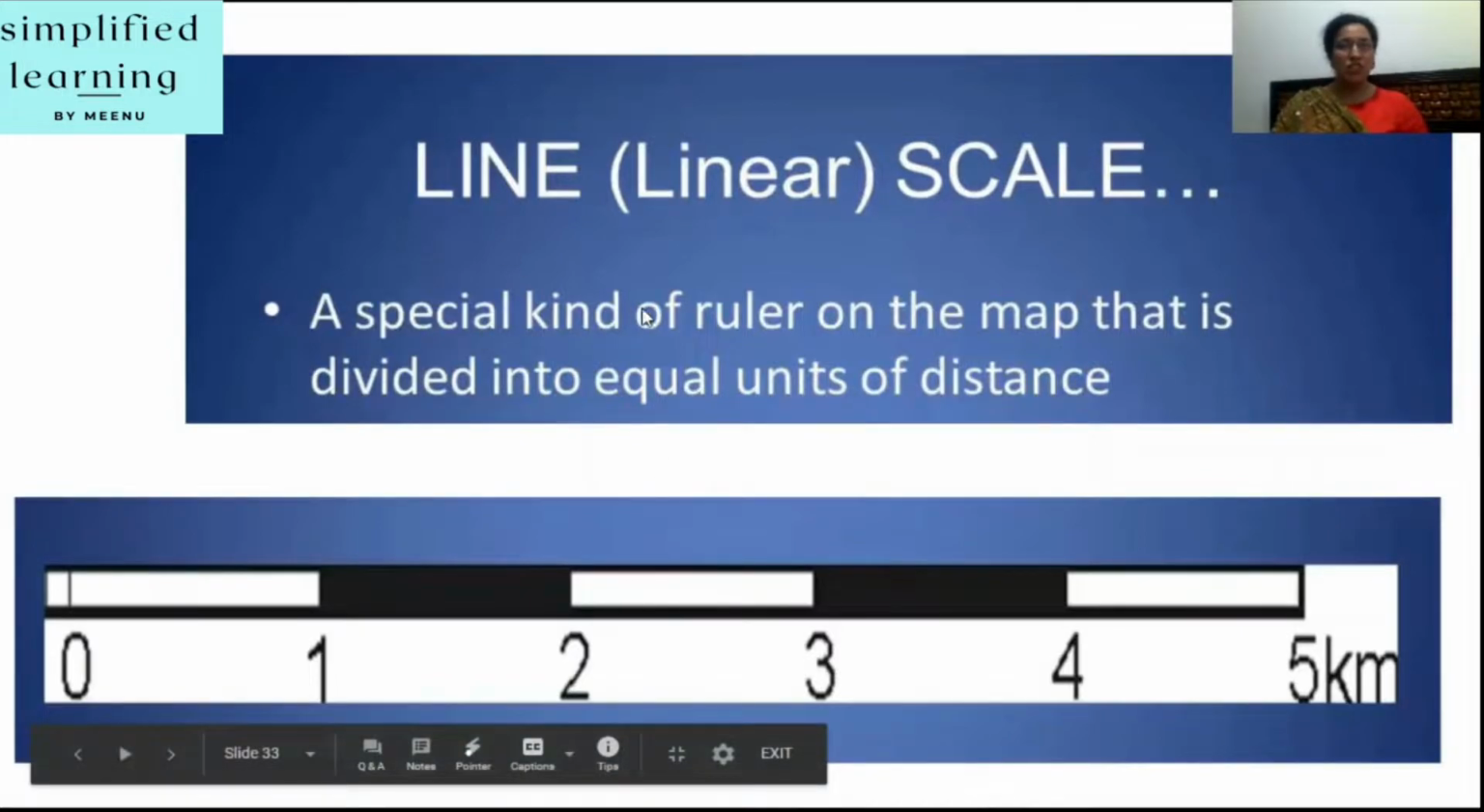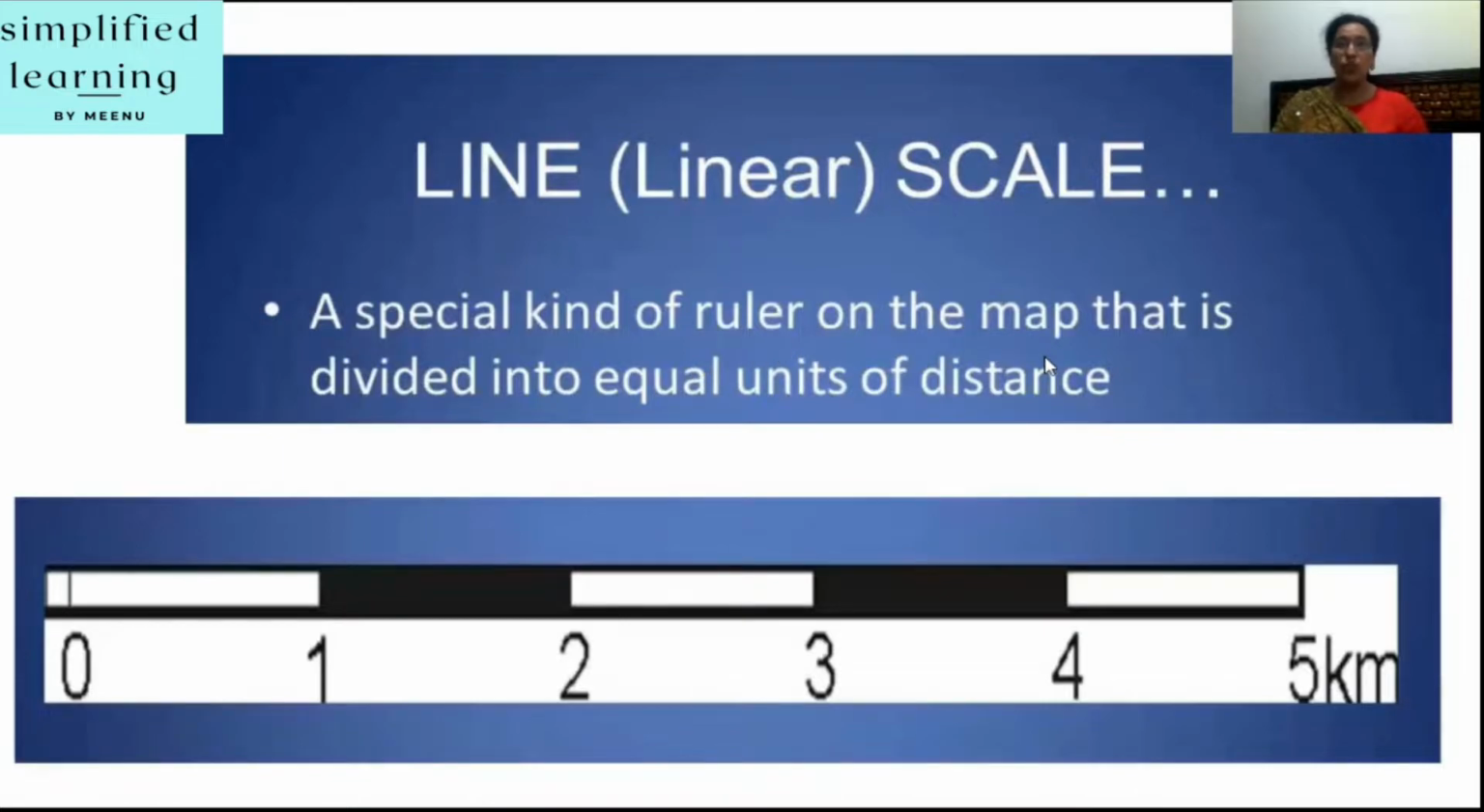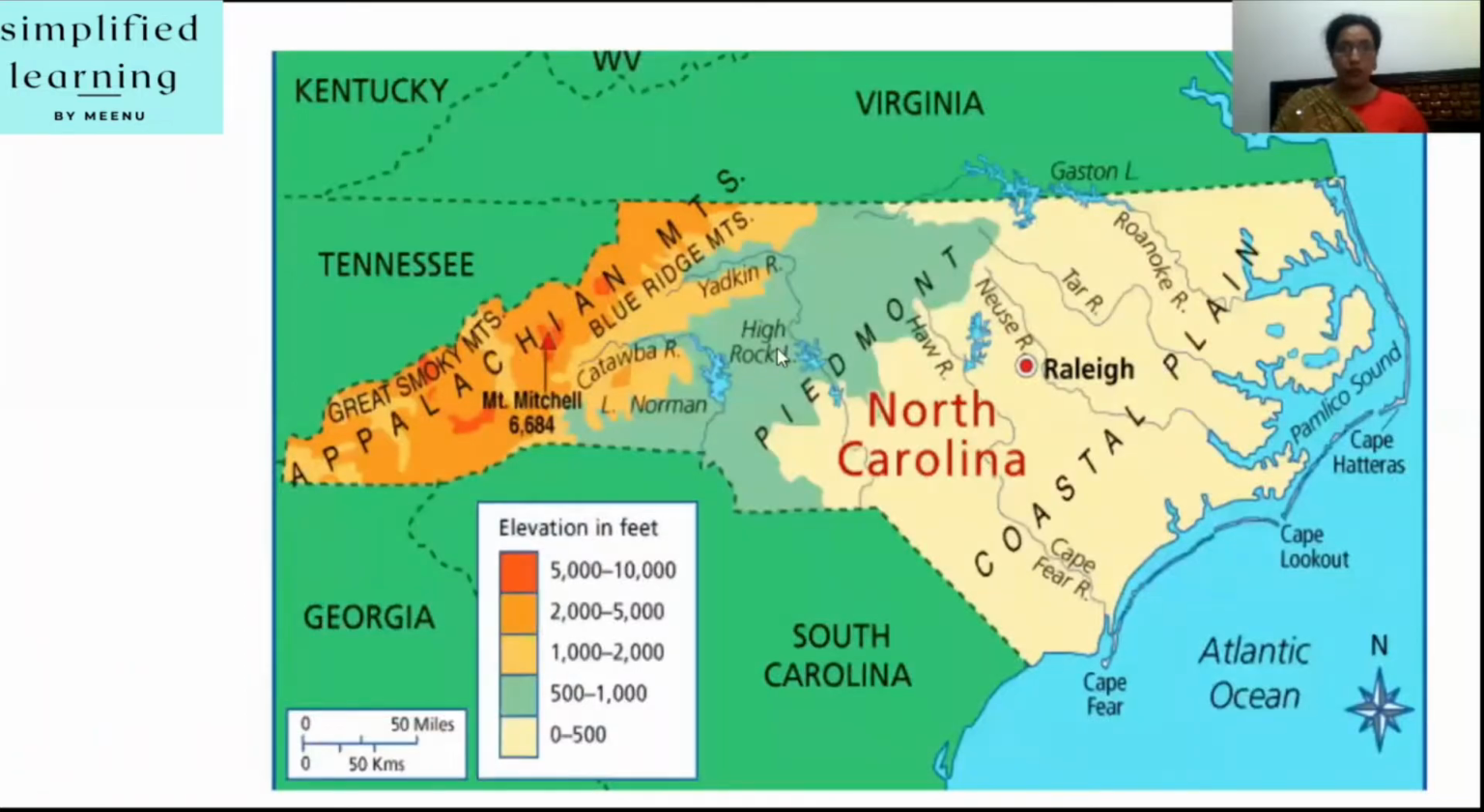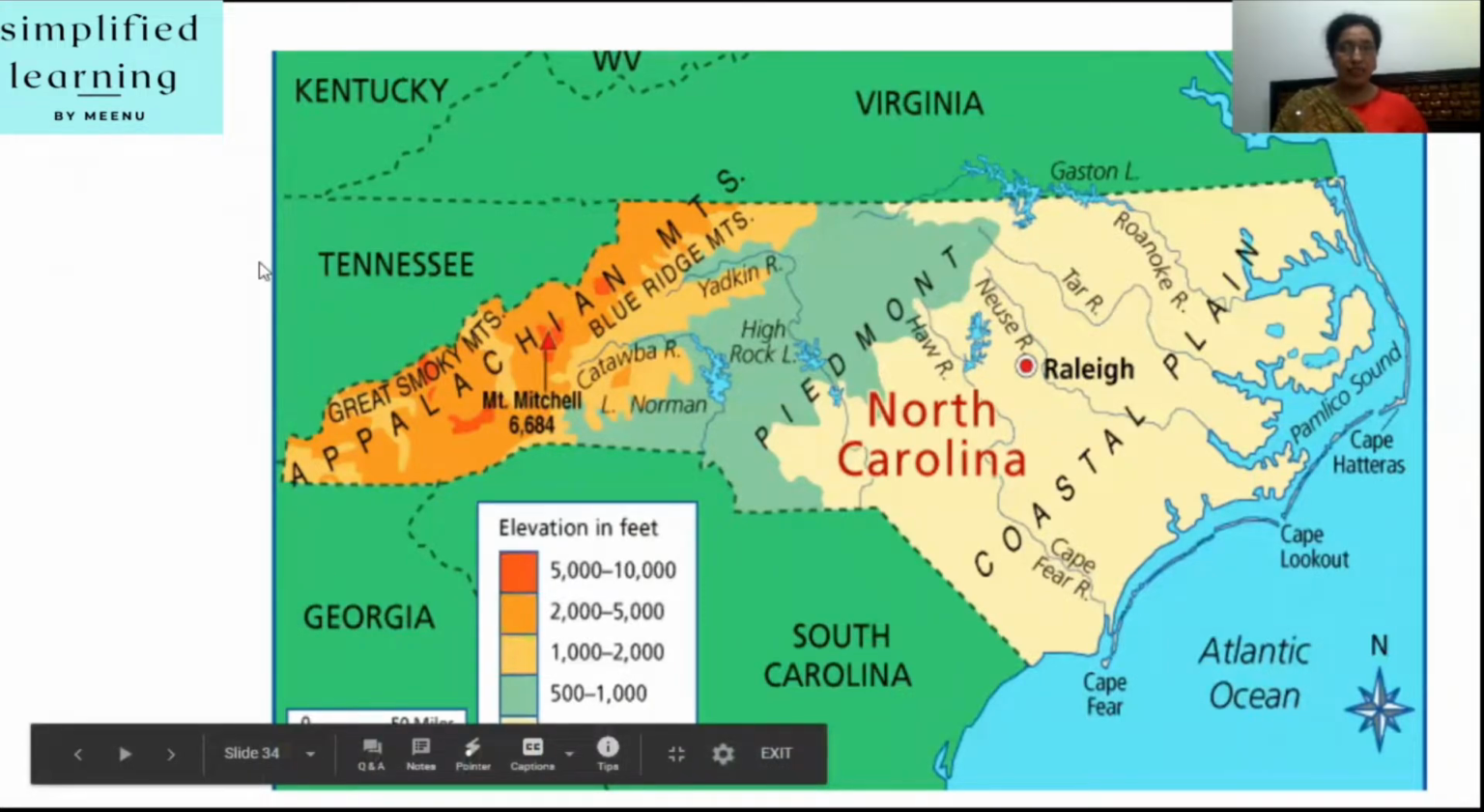So it is a special kind of ruler on the map that is divided into equal units of distance. Let's have a look here. This is one map where you can see below the scale is given. Can you see the linear scale below?